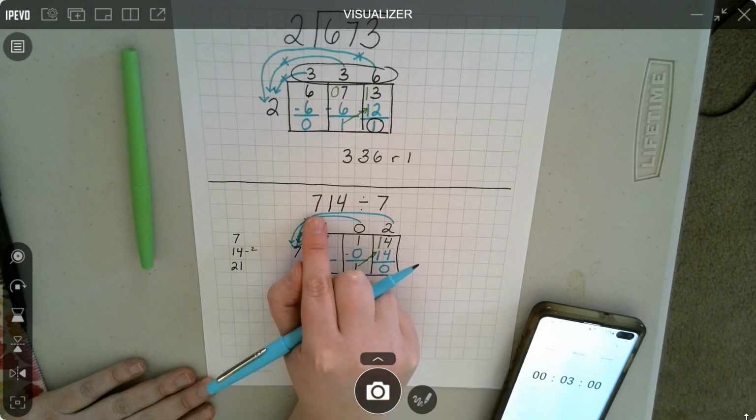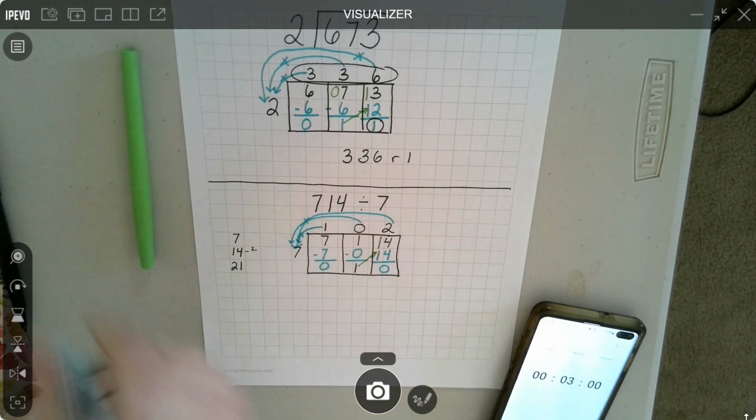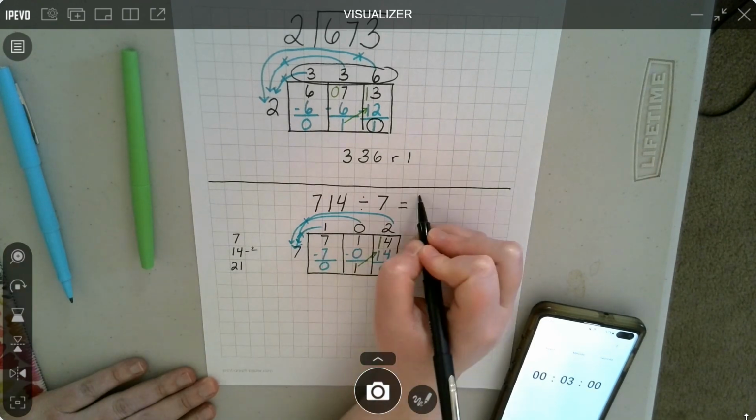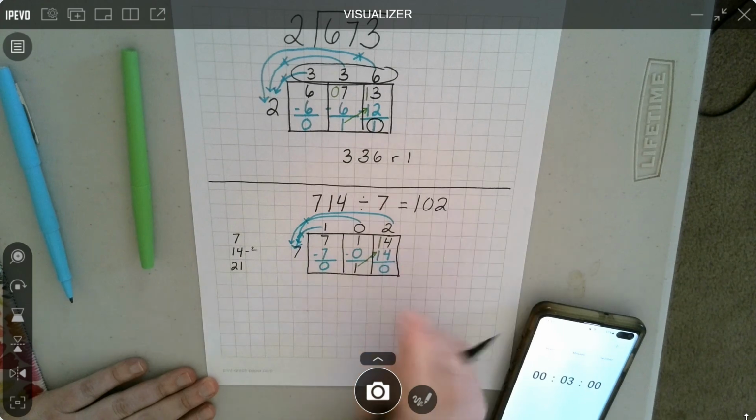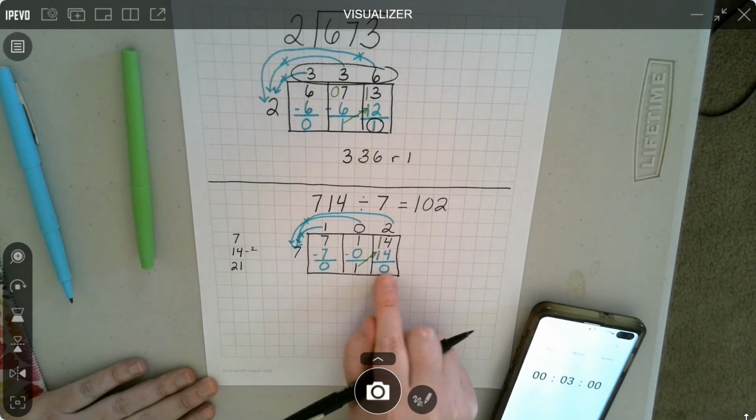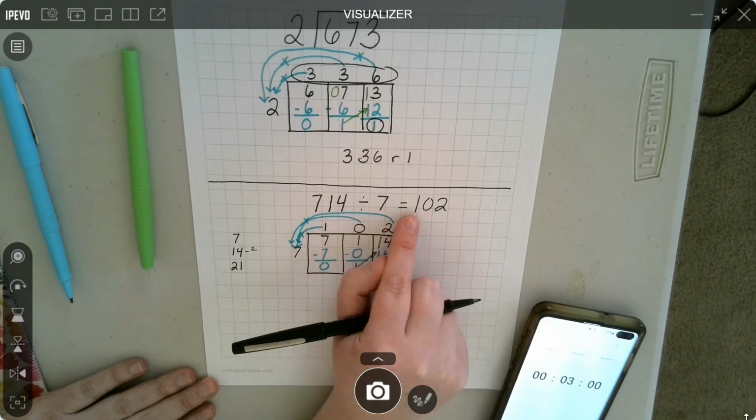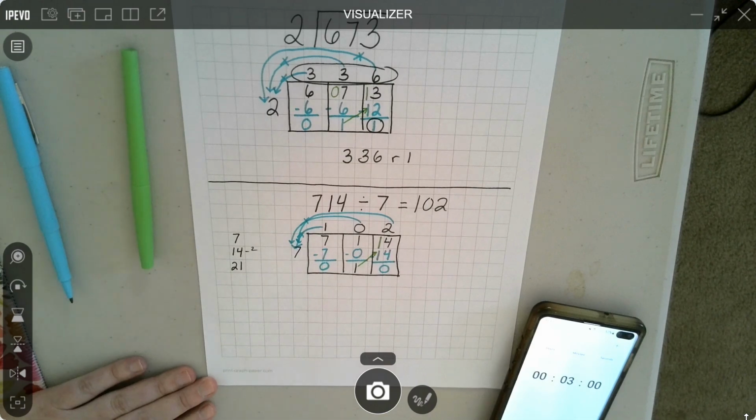So 714 divided by 7 equals 102. There are no remainders because in this last box, we don't have anything left over when we subtract it. So 714 divided by 7 is just 102.